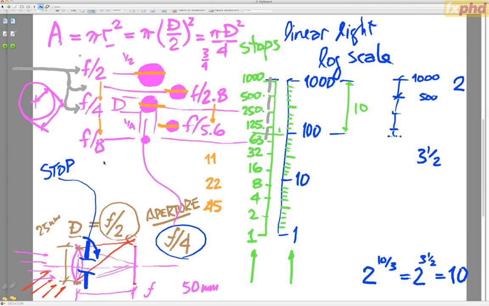But then F8, the next one, just doubling that is 16, doubling that is 32. So there you have it. That's how you get the stops relating to the F numbers.